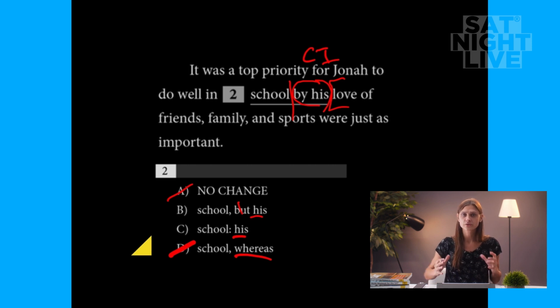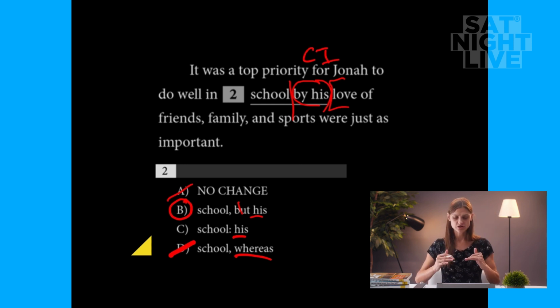But is one of those transition words that shows the opposite direction. So do we see some sort of a contrast? Well, we do, because it's saying he wants to do well in school, but, however, he also found his friends, family, and sports important. So the answer for this is going to be choice B, because it's showing a contrast. While one thing, it's important to do well in school, he also has this love for friends, family, and sports that's very important. So C is not correct, because when we have that colon, remember the idea of an explanation? Saying that his love of friends, family, and sports were just as important isn't explaining that school's a top priority. So it's not quite the right relationship there.